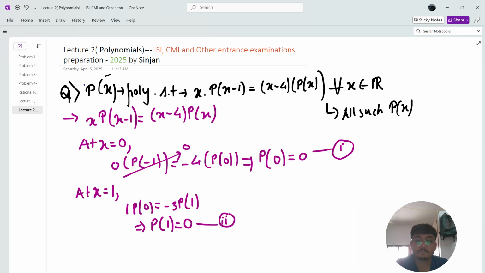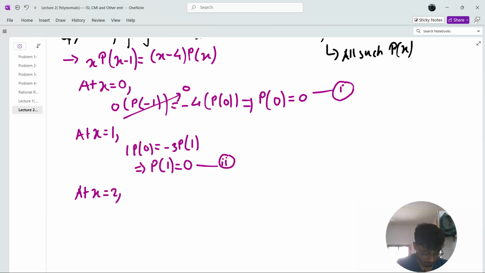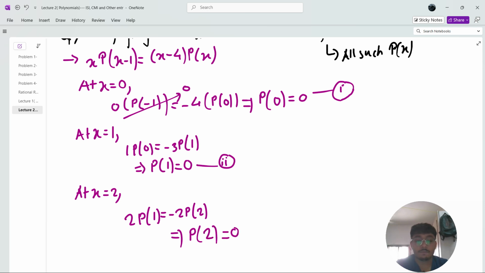Next comes, let me put x equals 2 and see. I'm just trying to find out a pattern. 2 into P(1) is basically minus 2 into P(2). What am I getting here? P(2) is again equal to 0. This is my third equation.